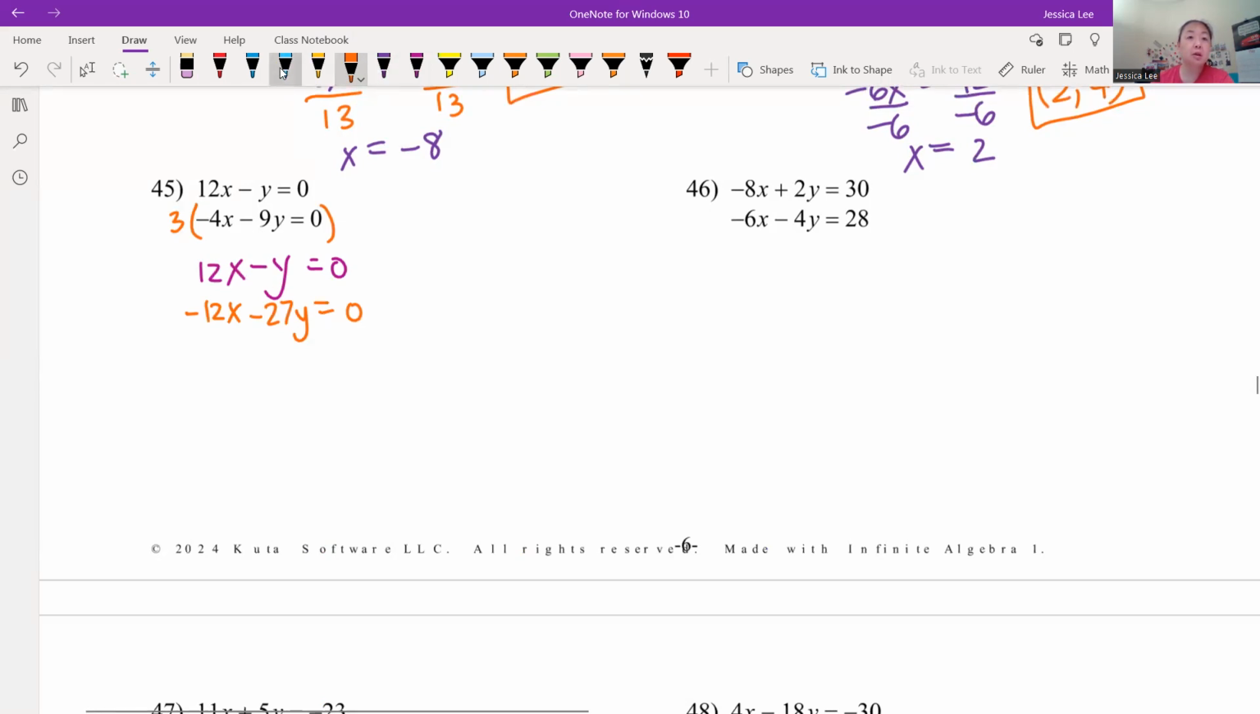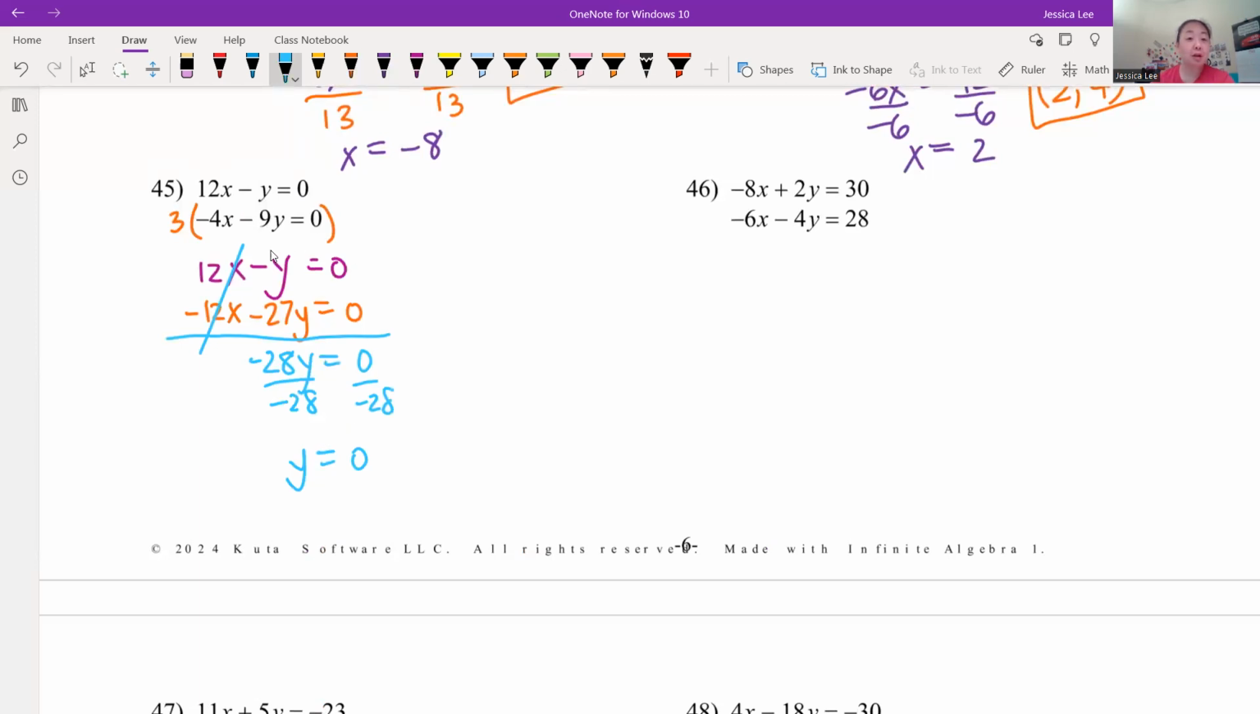And so this is called elimination for a reason, because we're going to eliminate the variable. So we just eliminated the x's. Now we just have the y's, and we know how to solve that, right? So negative y minus 27y is negative 28y is equal to 0 plus 0 is 0. Divide both sides by negative 28, and y is equal to 0.